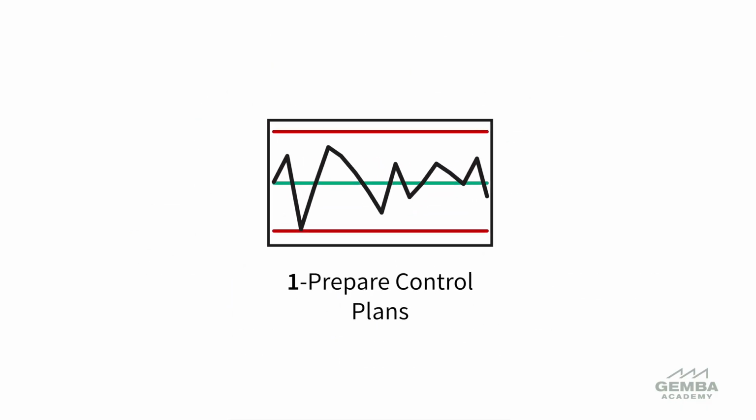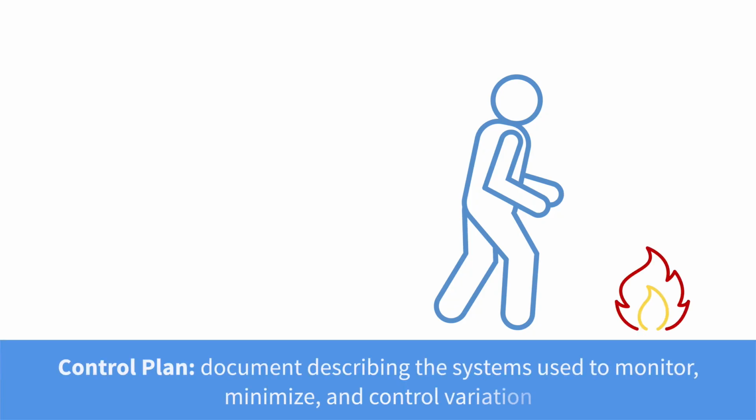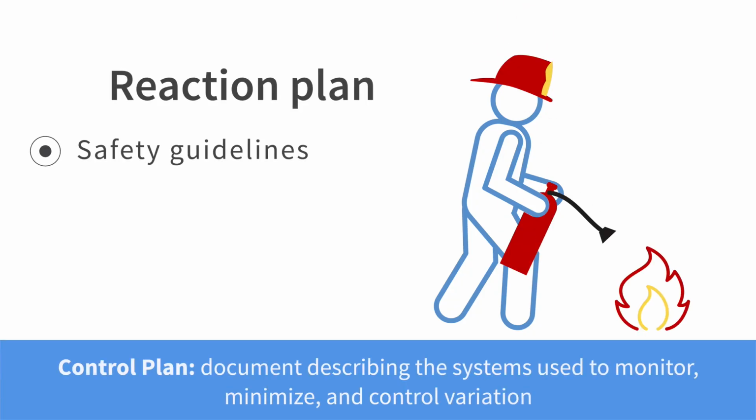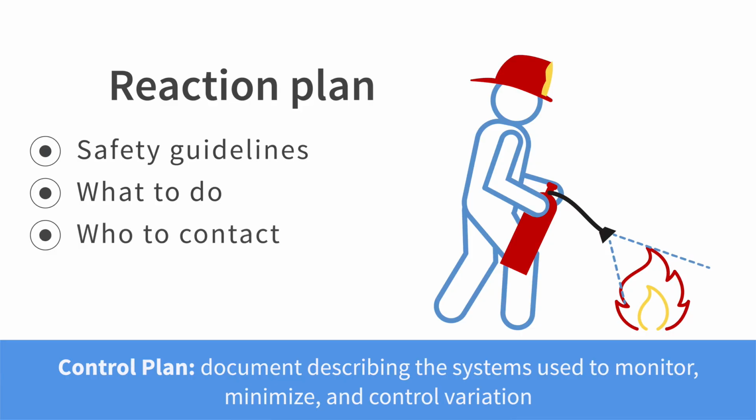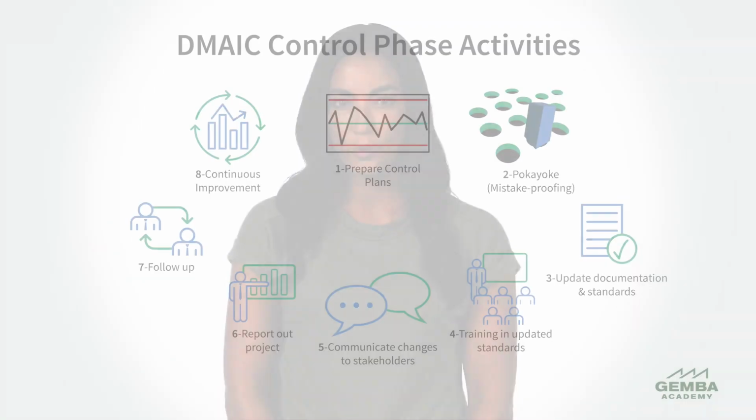The first activity is to prepare control plans for our critical inputs. A control plan is a document describing the systems we use to monitor, minimize, and control variation in a product or process on an ongoing basis. Control plans also serve as important decision documents, guiding us on how to respond when there are abnormalities or when processes drift out of control.